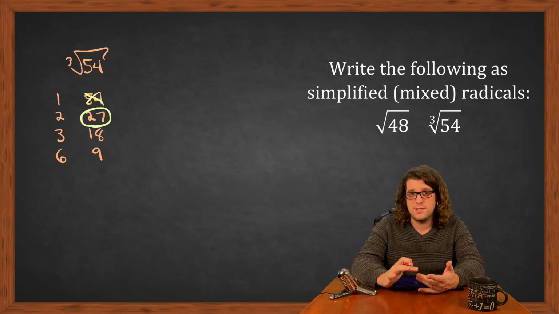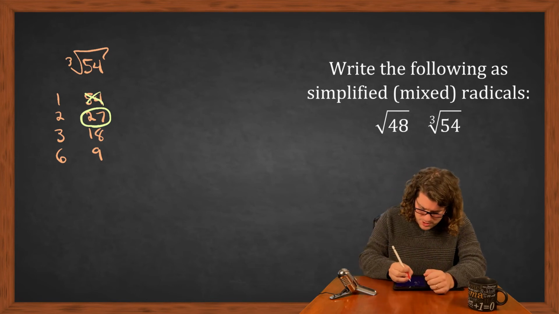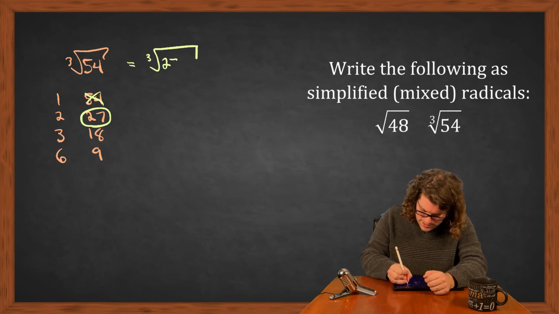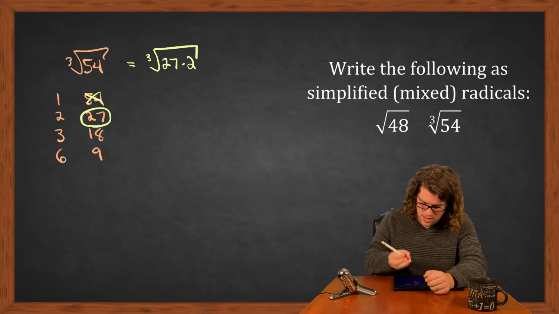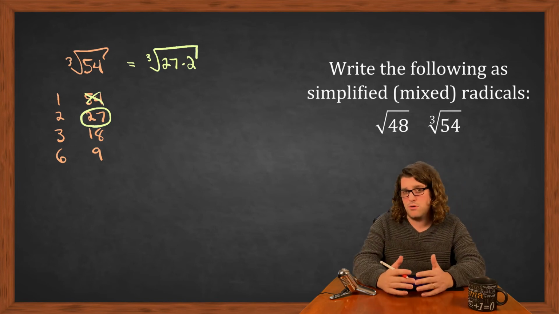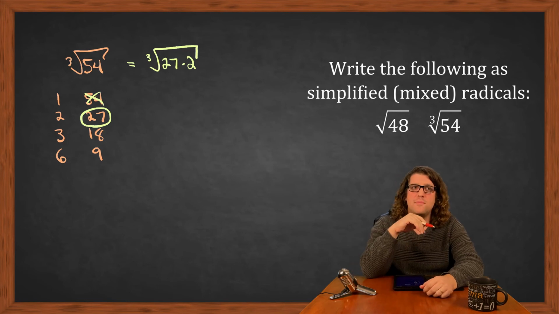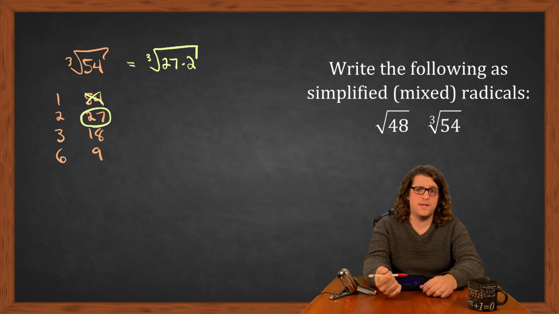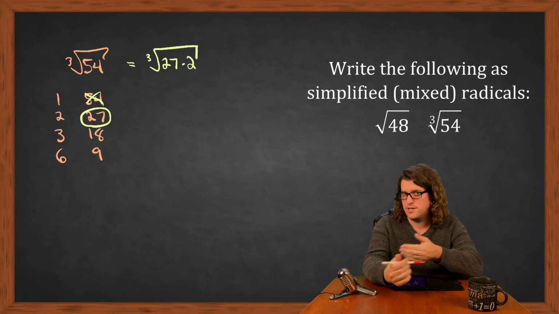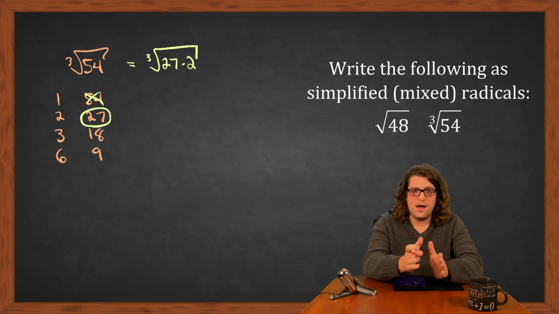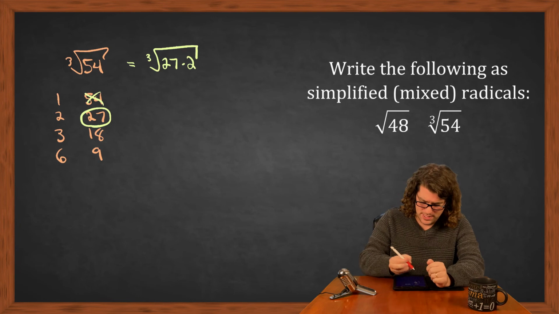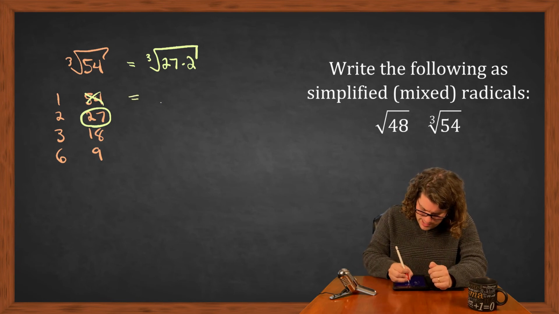27 is 3 times 3 times 3. So I'm going to rewrite my original statement as the cube root of 27 times 2, which, using the same sort of idea that we can split apart these radicals. Now, it doesn't actually matter what type of radical it is, they actually split the same way. So you don't have to split this one into like 3 factors just because it's a cube root. We just split it into 2 pieces, each of which is a cube root. So we get the cube root of 27 times the cube root of 2.